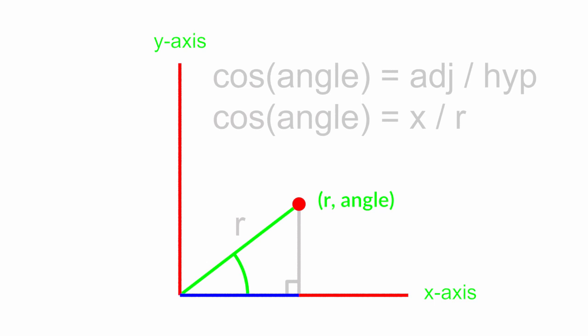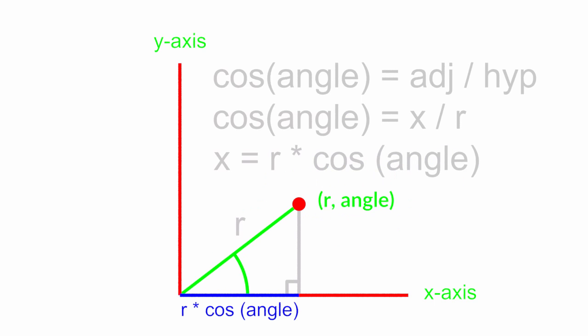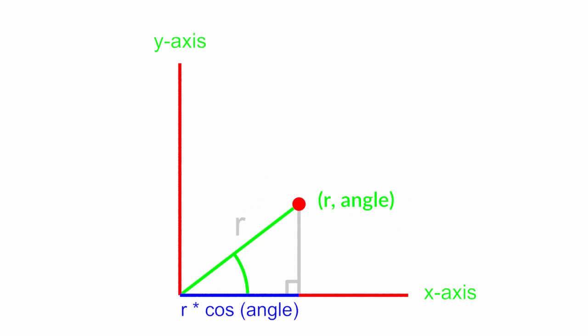If we multiply each side by r, the r's cancel on the one side and we get an expression for x. x equals r cosine angle. So we can use that as our x component. That gives us our x coordinate.